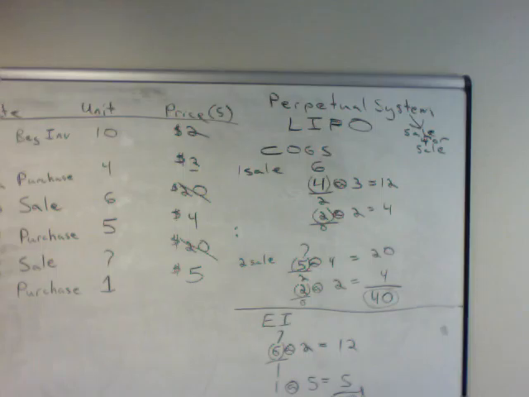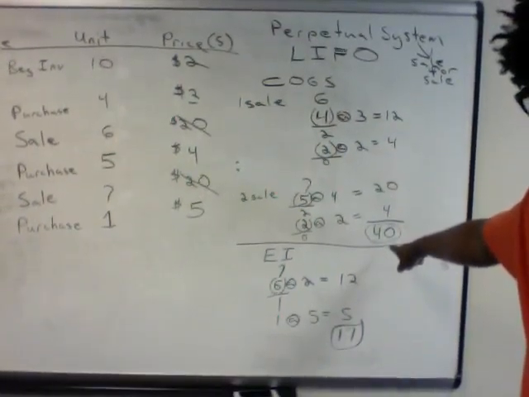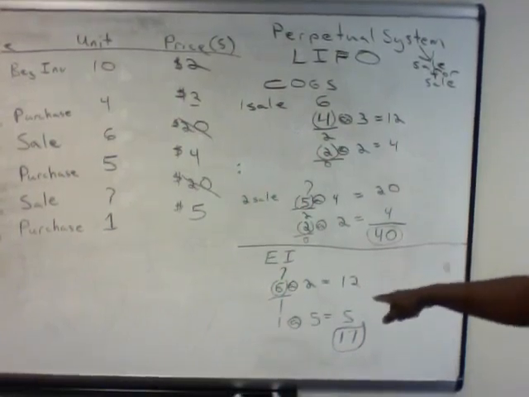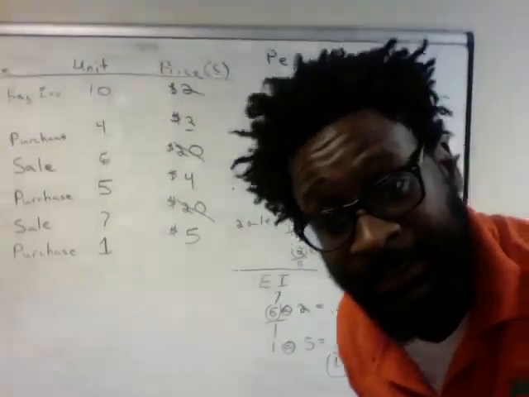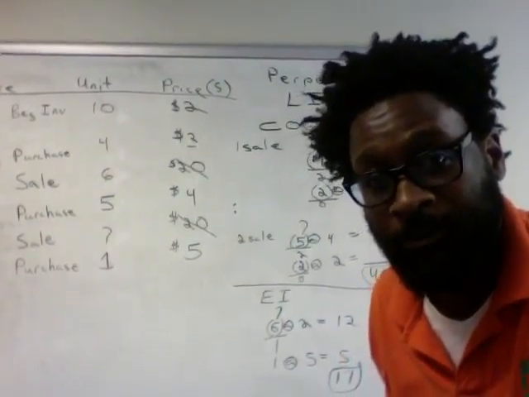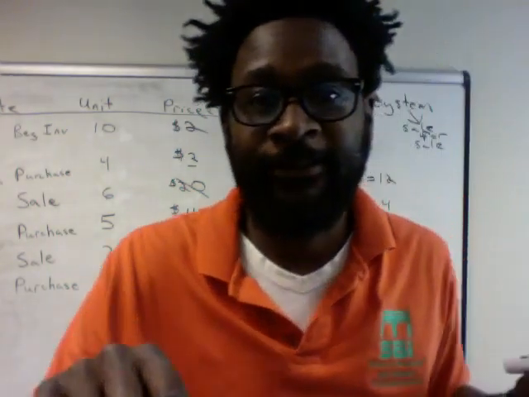So as we can see, our cost of goods sold was $40. And the cost of our ending inventory happens to be $17. A big difference from FIFO. Okay? Any questions about that? If not, email me.